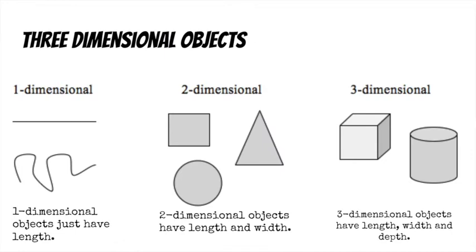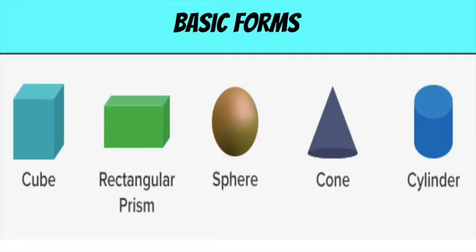If I break down the dimensions, a one-dimensional object would basically be represented with a line. They just have length. Two-dimensional objects have length and width, and three-dimensional objects have length, width, and depth. Here are some basic forms that you see pretty often. You have a cube, a rectangular prism, a sphere, a cone, and a cylinder. So this week we are going to be practicing how to draw some of these basic forms.